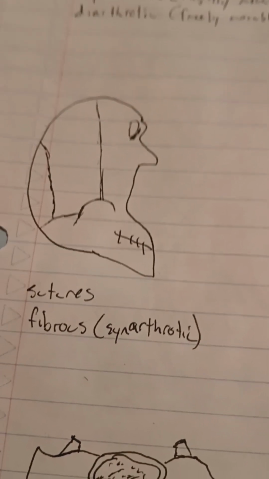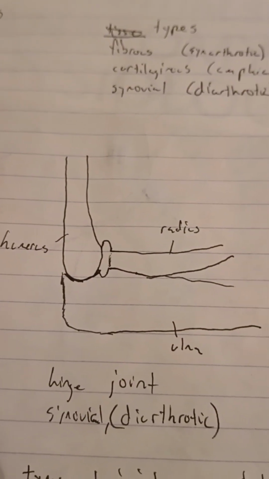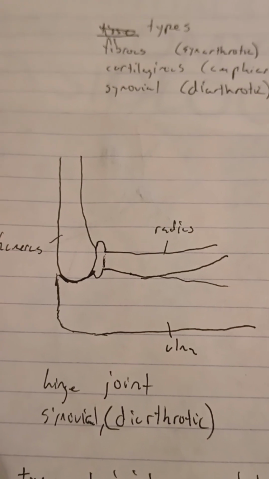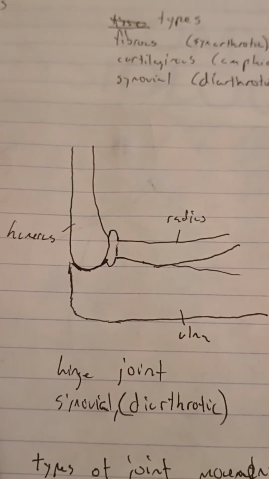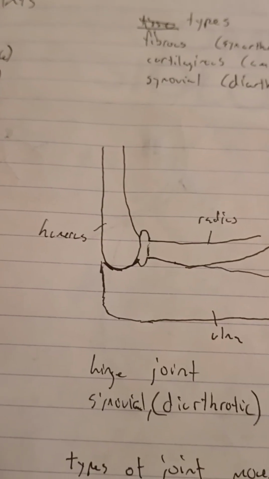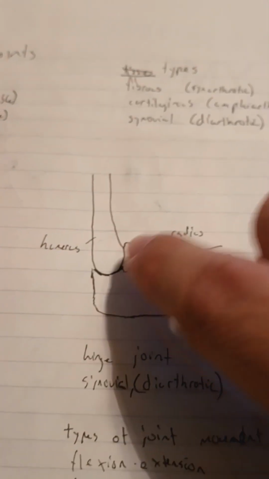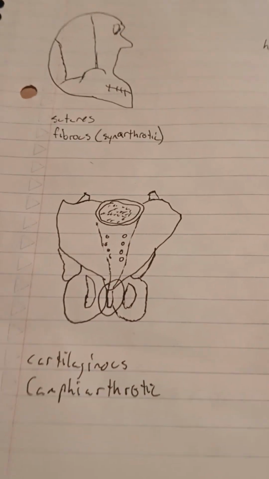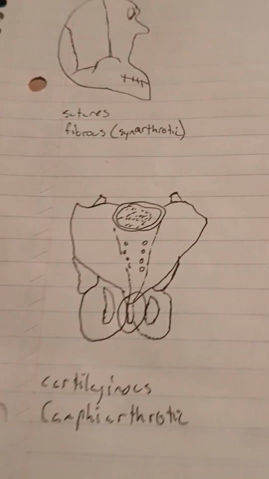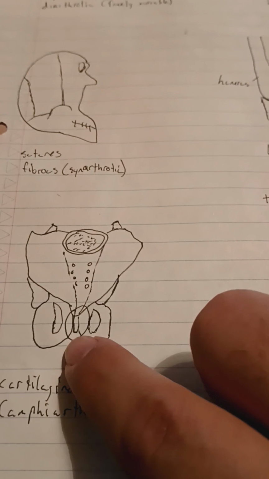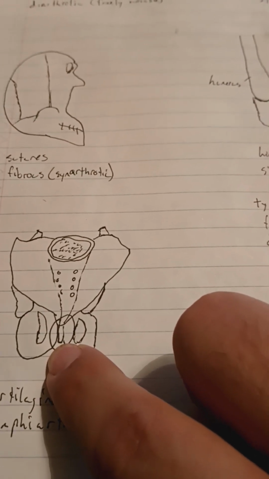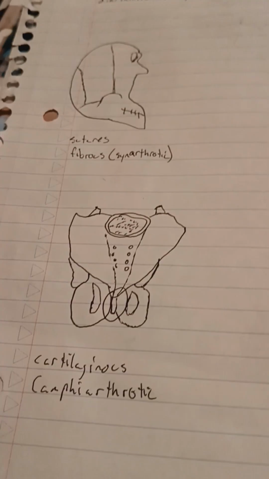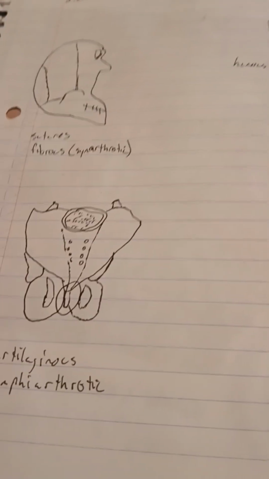And that is fibrous. Now over here we have a hinge joint, which is synovial, and that is of the elbow. As you can see, the humerus, ulna, and radius meeting right here. And next would be a cartilaginous, amphiarthrotic joint, and I drew the pubis symphysis. As I stated earlier, another example would be the vertebrae and your back.